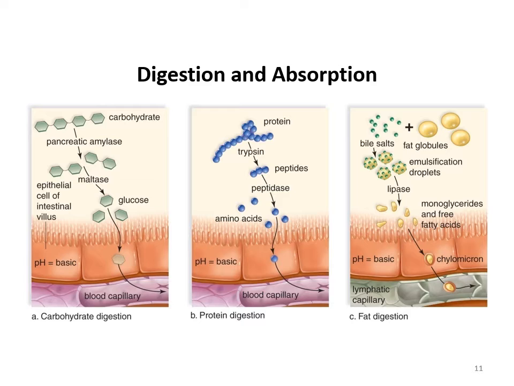Now, to help you visualize that digestion and absorption, I threw in this little figure, and I want you to circle the enzymes we just talked about. So in the carbohydrate digestion, I want you to circle amylase so that you associate amylase with breaking down your carbs into smaller sugar molecules. Then I want you to circle trypsin for peptides and lipase for fat digestion.